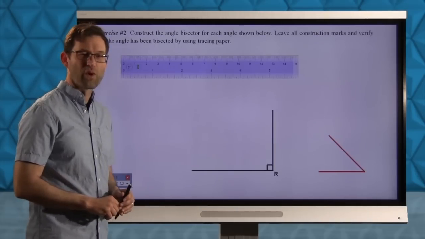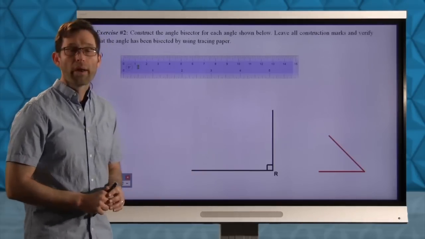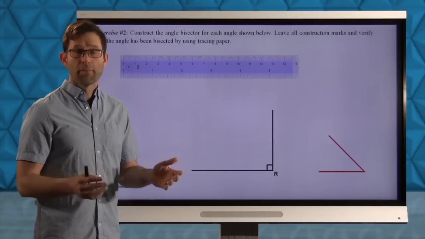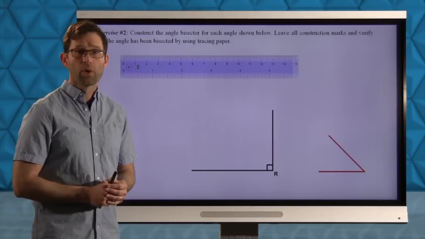All right, here I've got a nice right angle for you to bisect. Why don't you go through the procedure, maybe use some tracing paper to verify, and then we'll go through it together.